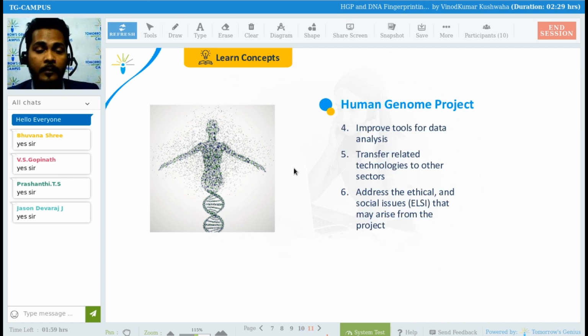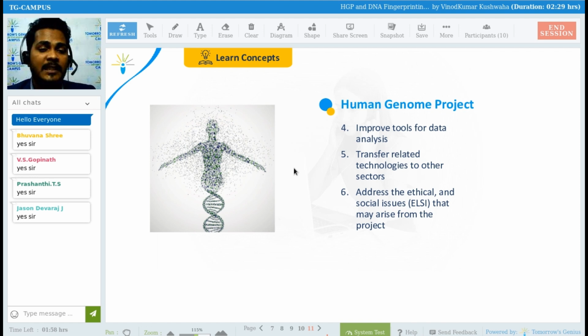This is the third. Now another one: improve the tools for data analysis. Suppose you want to identify the protein sequence of a particular human being. You can just put the sequence into that particular tool, and within a second you can analyze your data with the help of this project's website. So that is to improve the tools for data analysis.